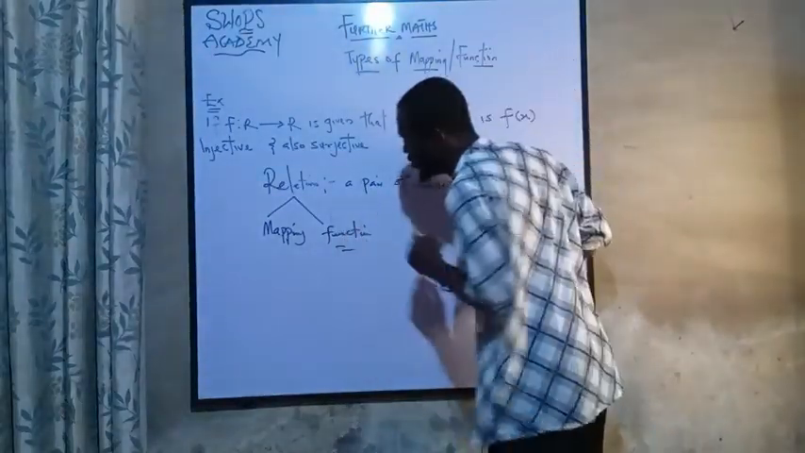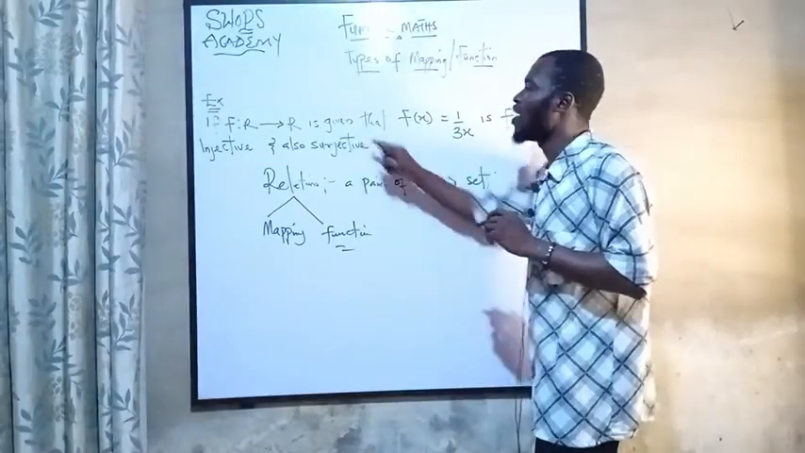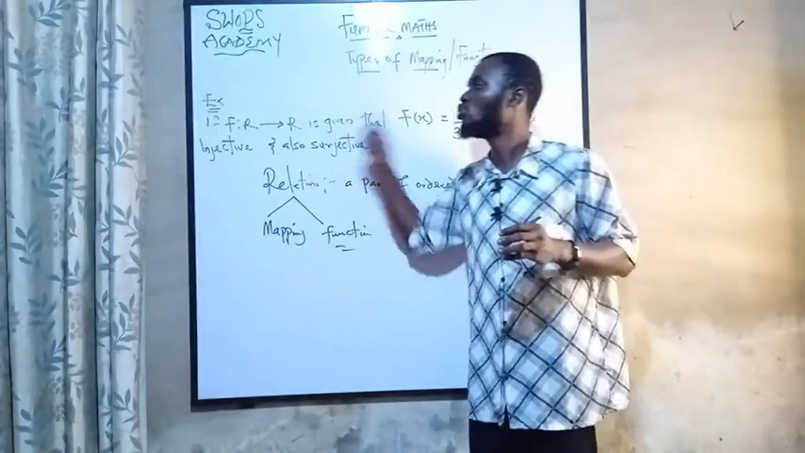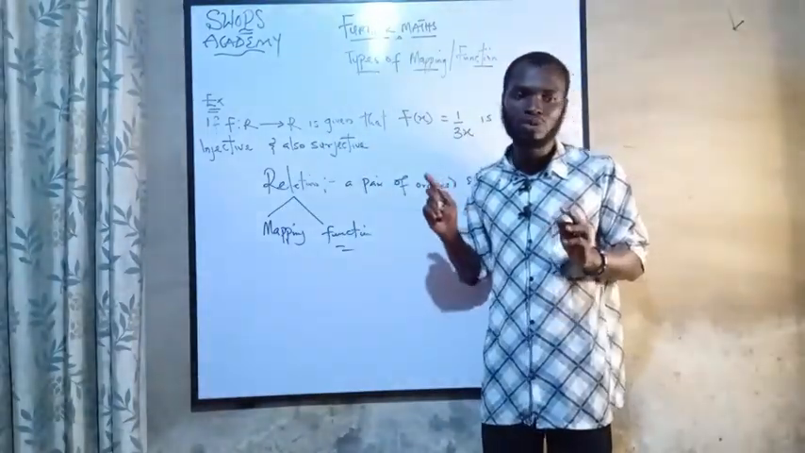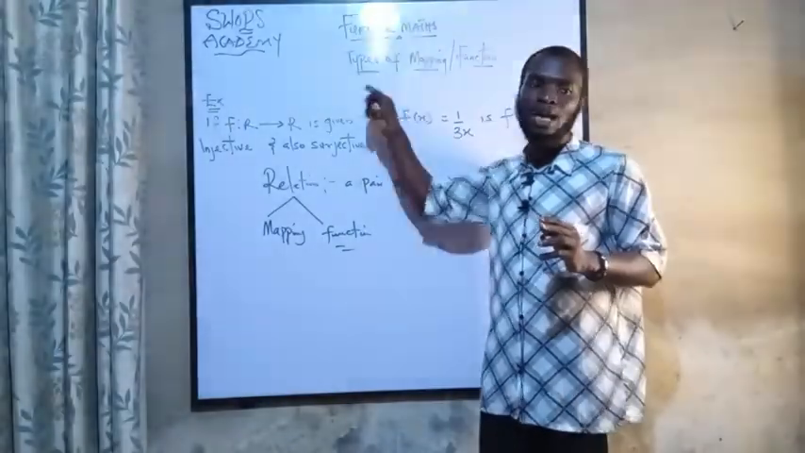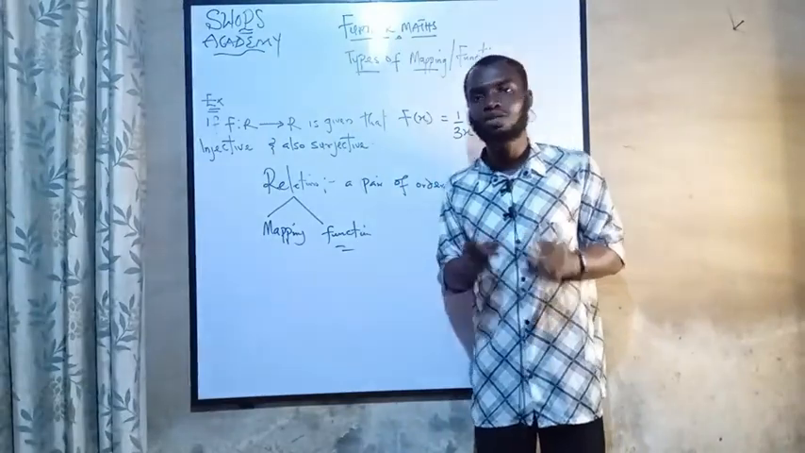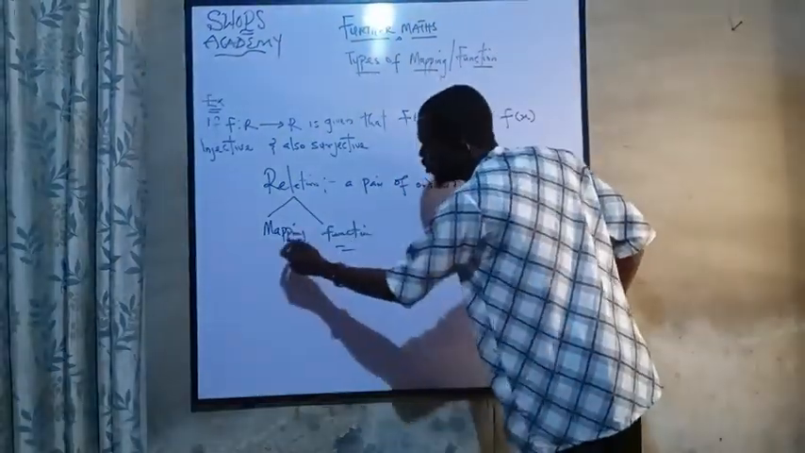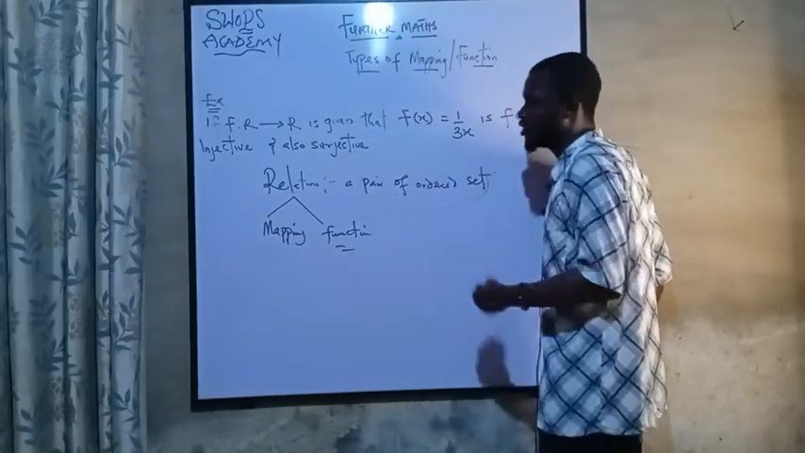Now, let me explain this using a diagrammatic illustration. But as far as this question is concerned, we are not asked to use a diagram to solve this. This is an algebraic expression, as far as types of mapping is concerned. But let me quickly explain what we mean by mapping and function using a diagram.